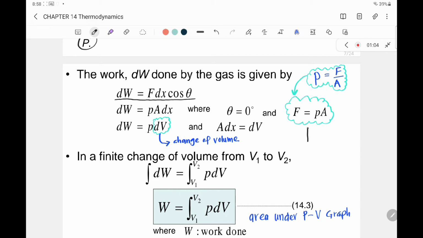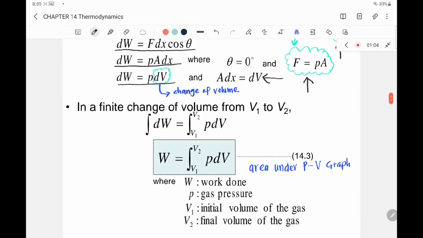F, force, is equal to pressure P times area A. So pressure P is equal to force per area. So dW is equal to PA dx. A dx is equal to dV. So dW is equal to P dV. dV is the change of volume.